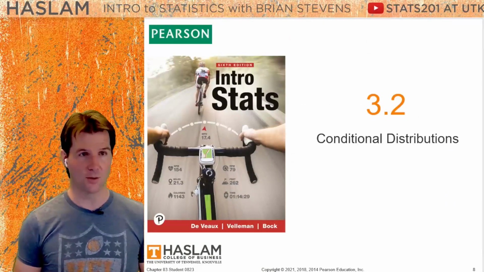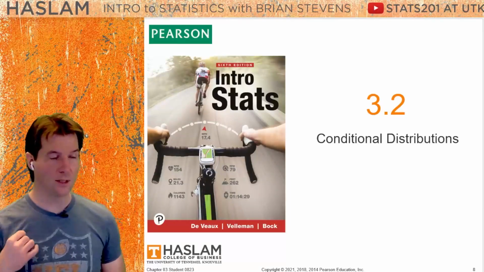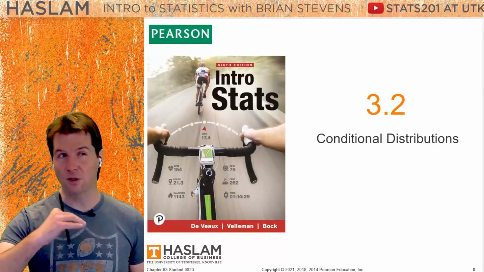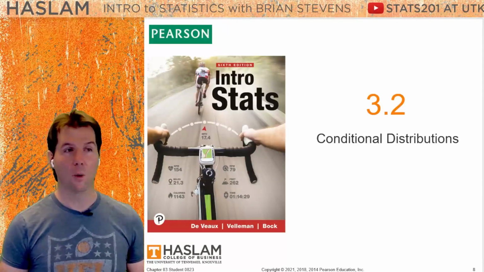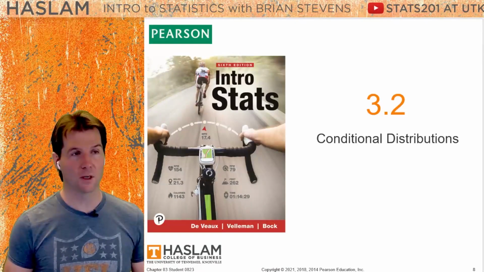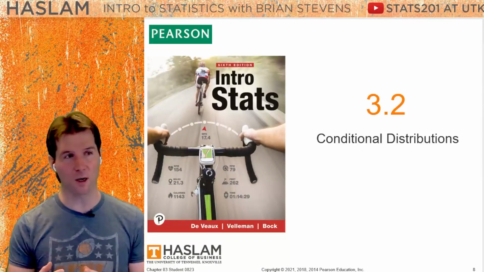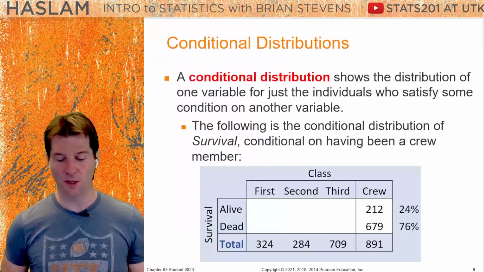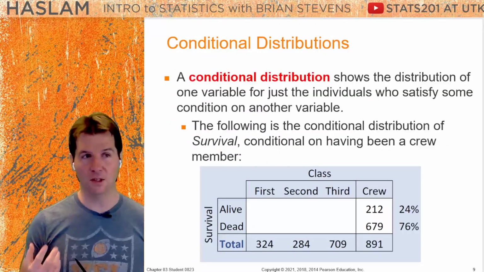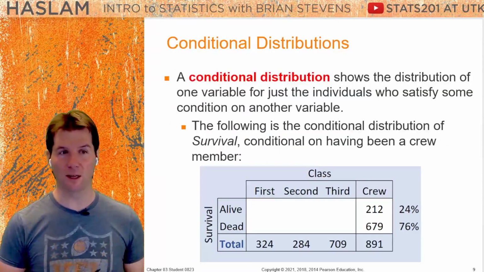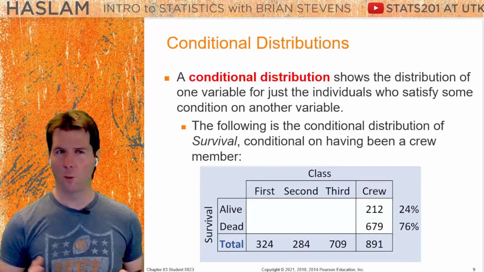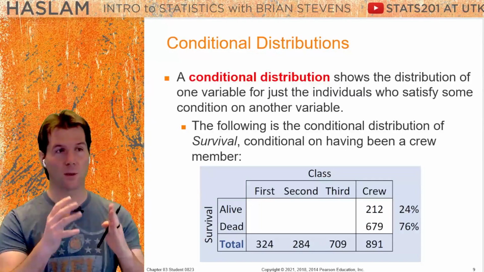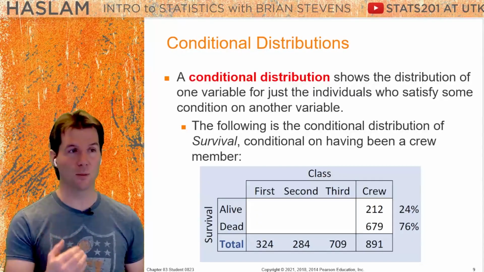Next, we have conditional distributions. A conditional distribution always starts out with something like, given this is true, like setting a condition, what is the distribution of this? So it looks within one variable at the distribution of another variable. So when you see, given someone was in the crew, and there are other ways of phrasing it, like for the people who were in the crew, or what about people in the crew, what was their survival? Notice how it's narrowing down within one variable to look at the distribution of another.